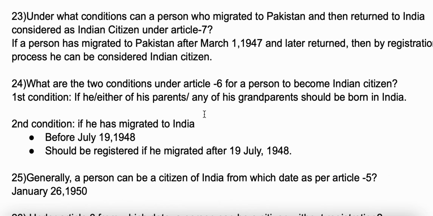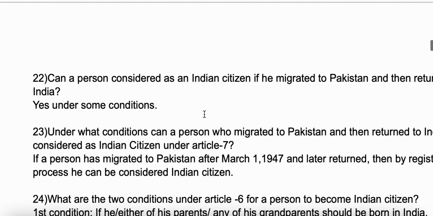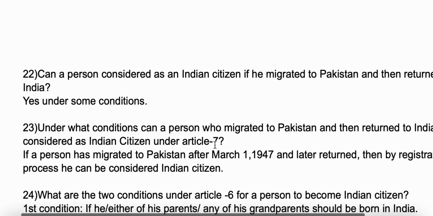Now 24th question. See guys, what is Article 6? Article 6 is the citizenship of the person who has migrated from Pakistan. Now what is Article 7? Article 7 is if I go to Pakistan and from Pakistan I again return. Article 6 is a person from Pakistan coming to India. Article 7 is I go to Pakistan and I again return to India. So citizenship for this type of person is under Article 7.